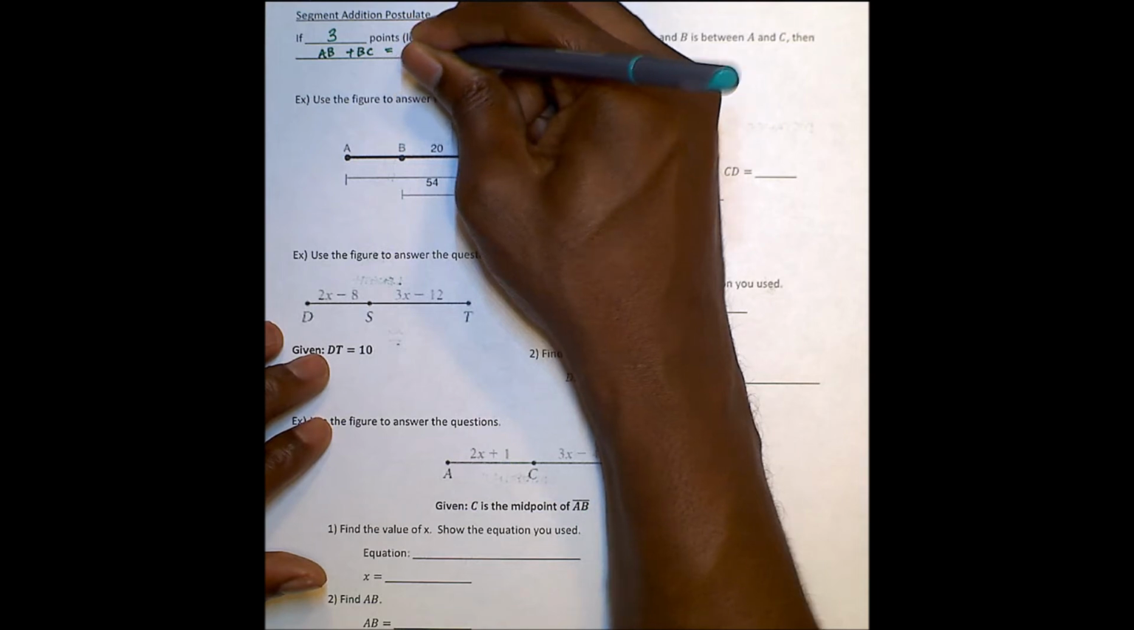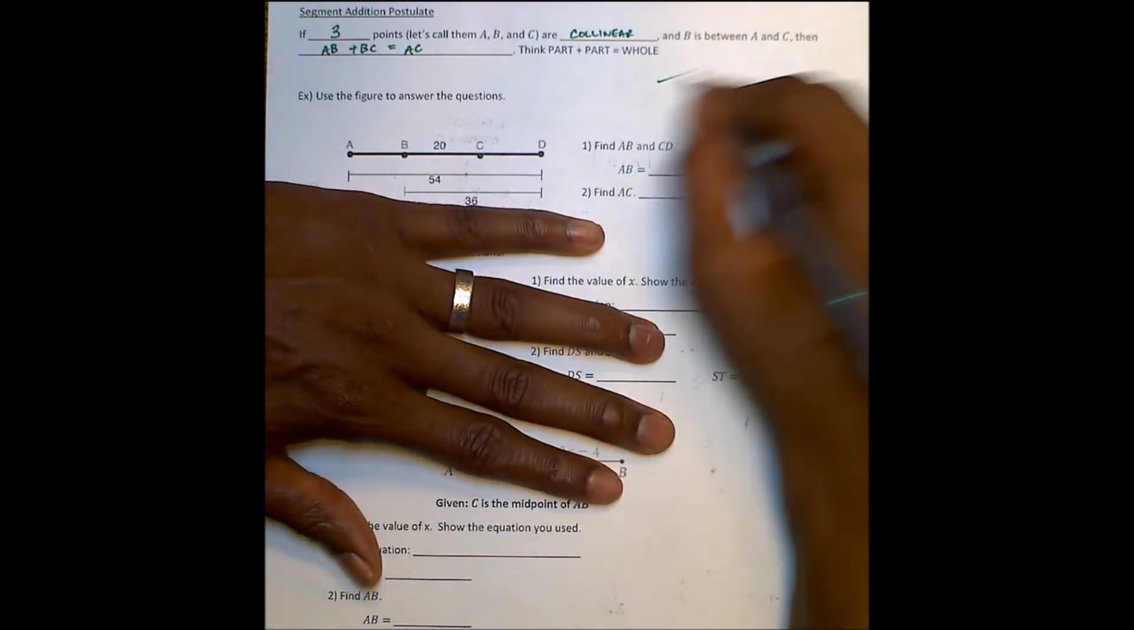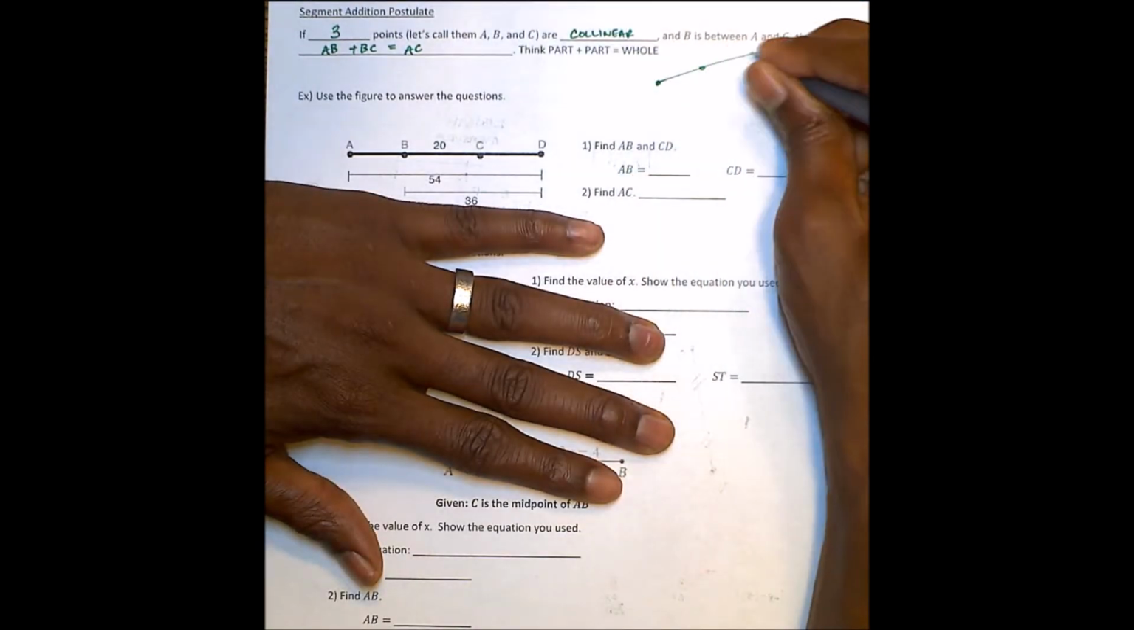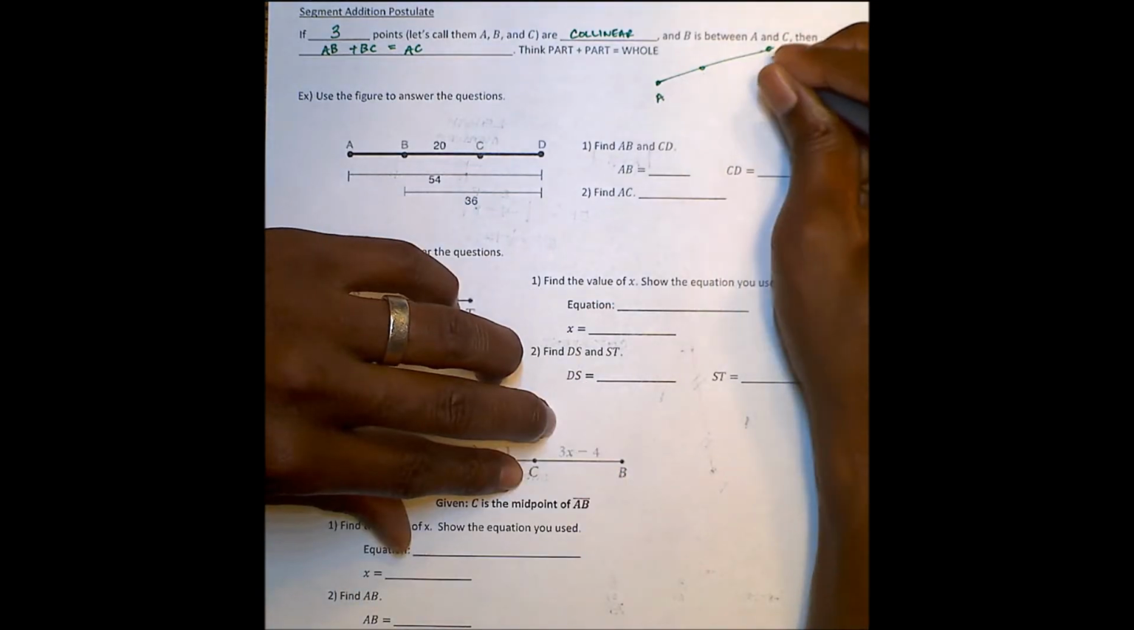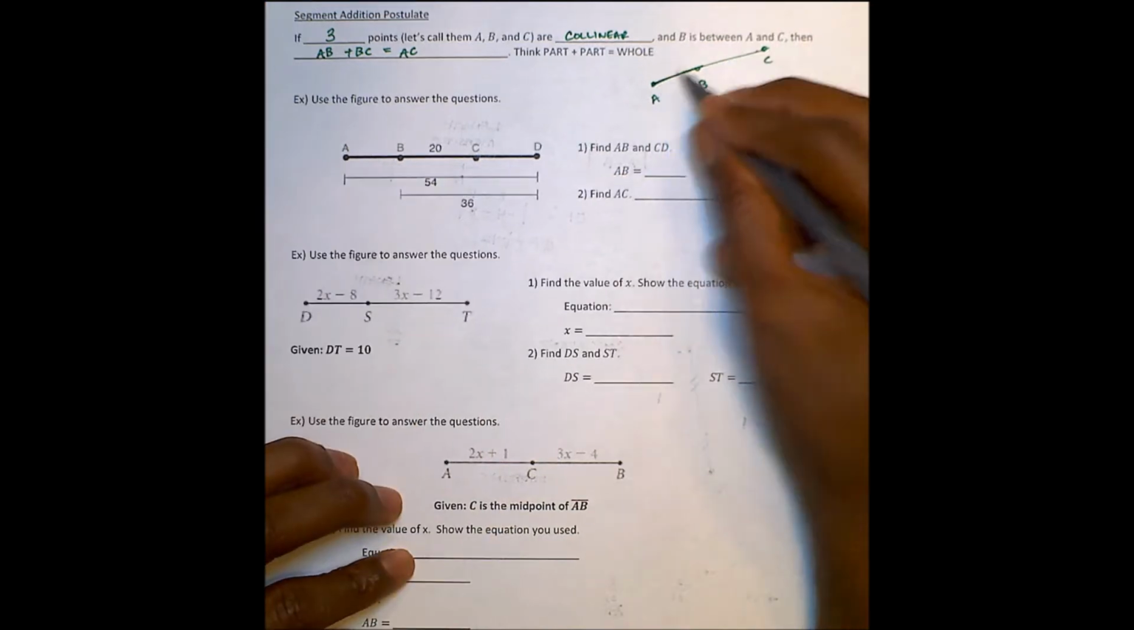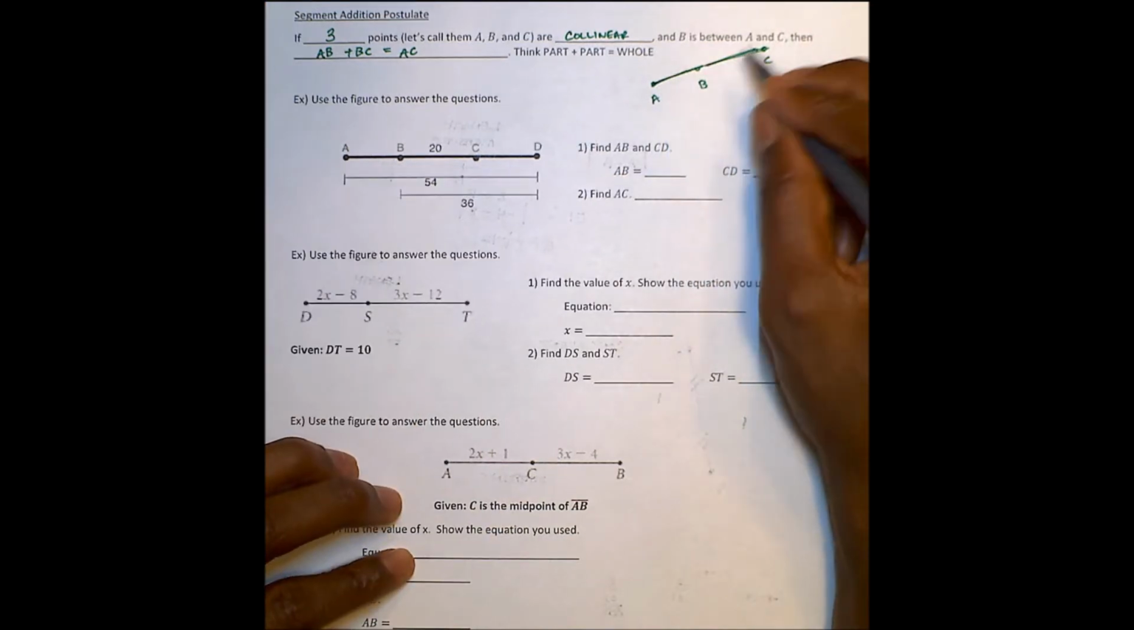That always sounds a little bit more confusing when we just say the whole thing out loud, so let me draw a diagram for you really quick. We have 3 points on the same line, collinear points. We have A and C, and B is in between them. All this is saying is this segment AB plus this segment BC equals the whole line. Part plus part equals whole.